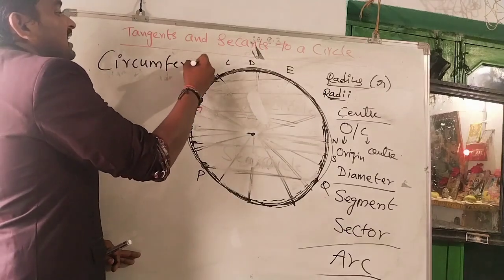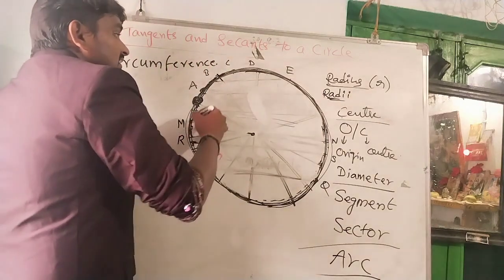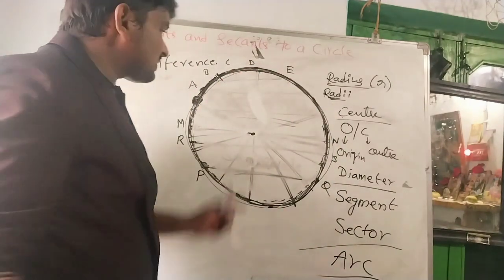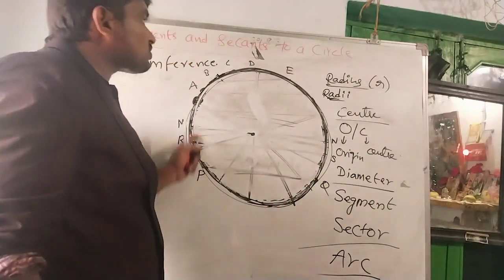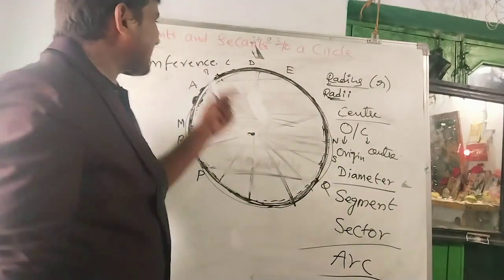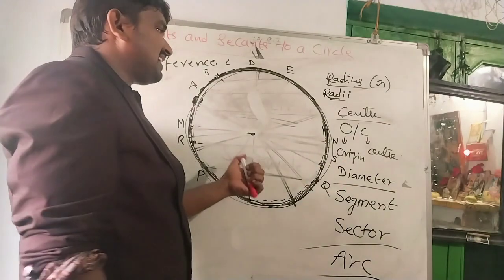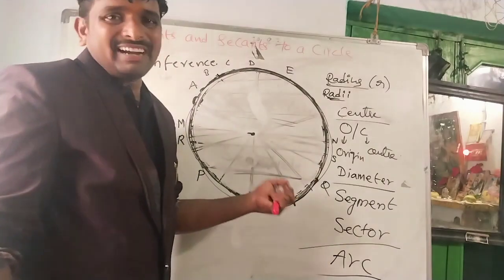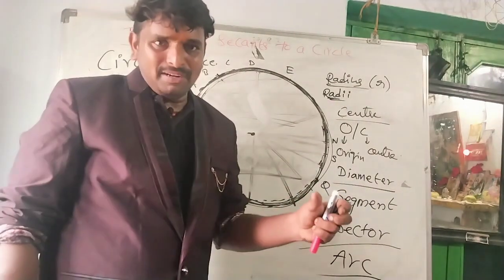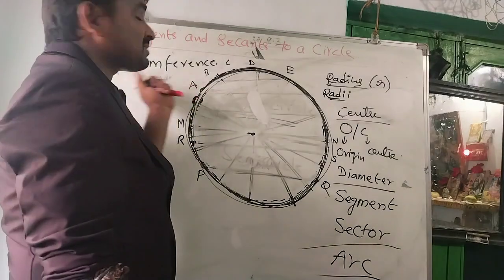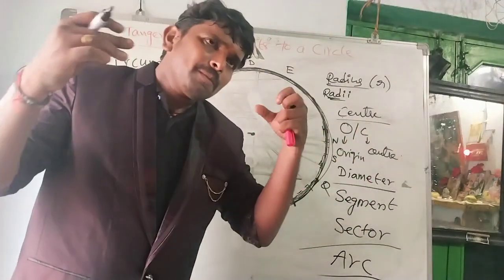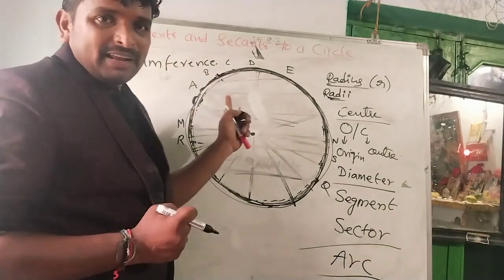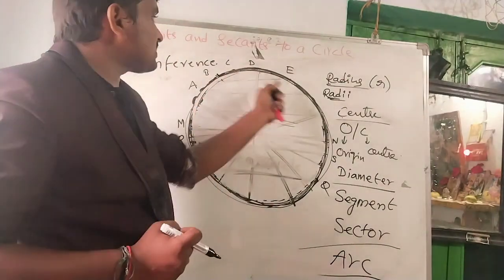What is circumference? The total length around the circle is called circumference. Right? Circumference or perimeter. But a circle is a closed curved figure, it is not formed with line segments, so we do not usually call it perimeter. Okay, we can call it perimeter, but most of the time we call it circumference.